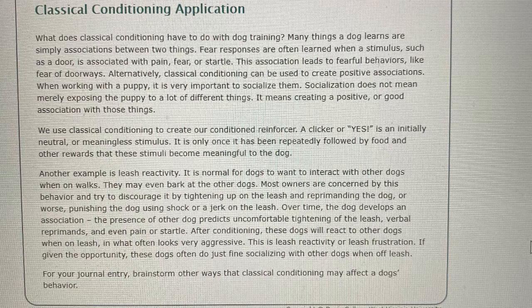After conditioning, these dogs will react to other dogs when on leash in what often looks very aggressive. This is leash reactivity or leash frustration. If given the opportunity, these dogs often do just fine socializing with the other dogs when off leash. For your journal entry, brainstorm other ways that classical conditioning may affect a dog's behavior.